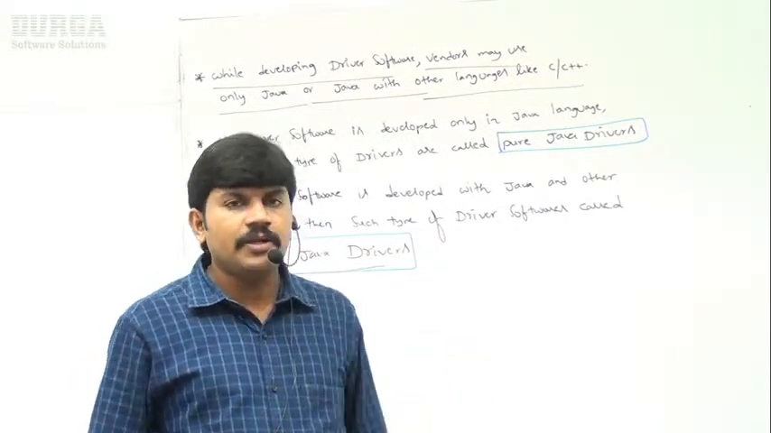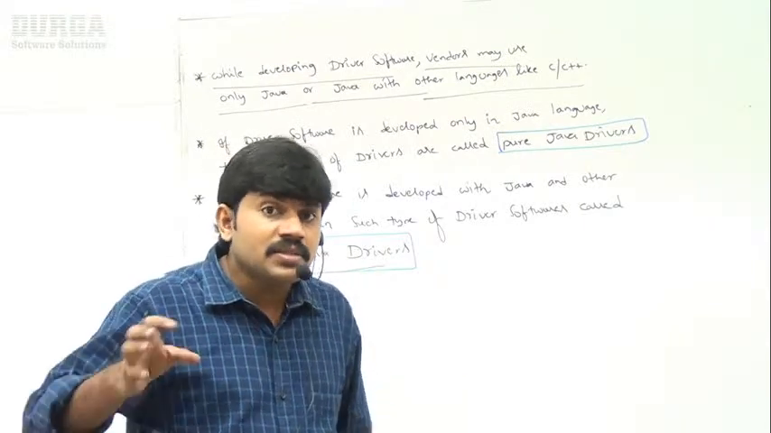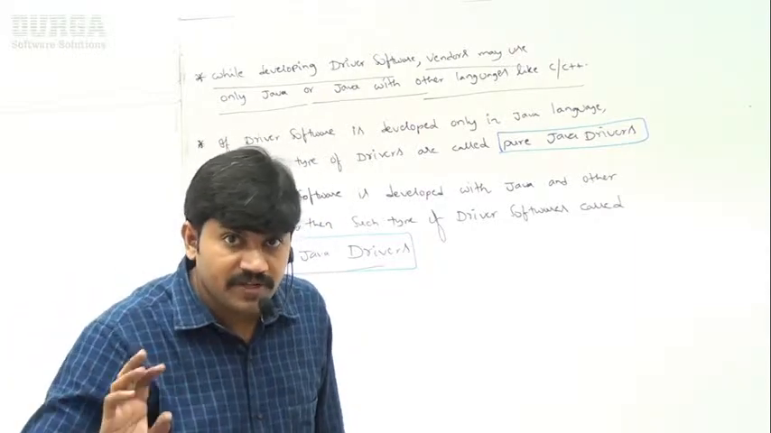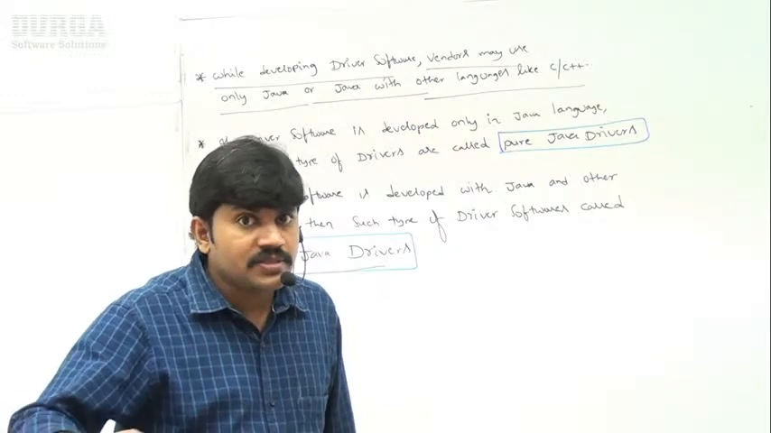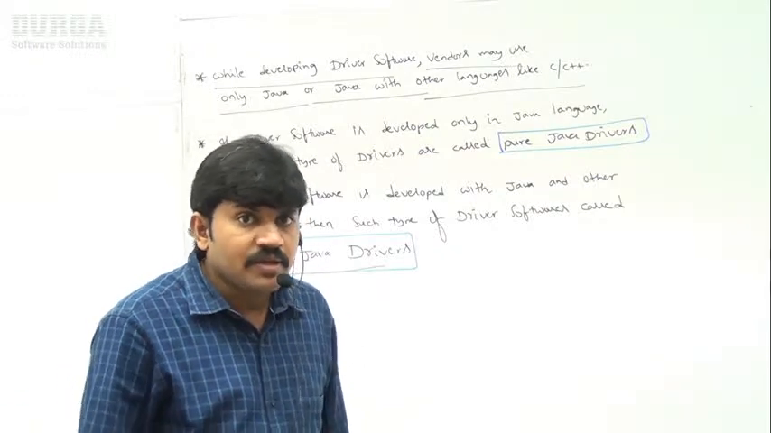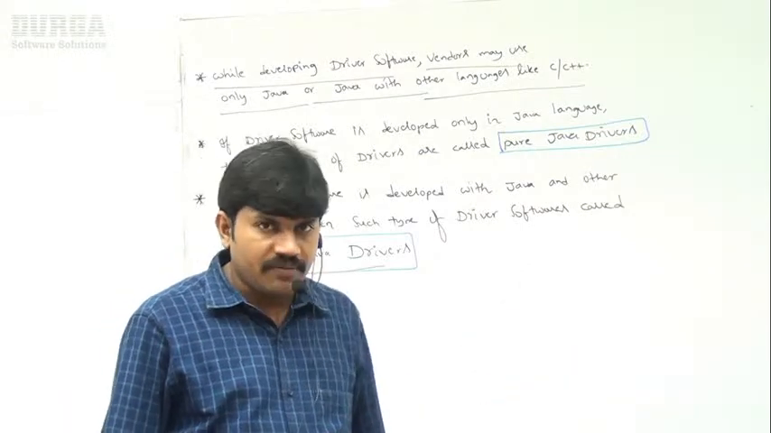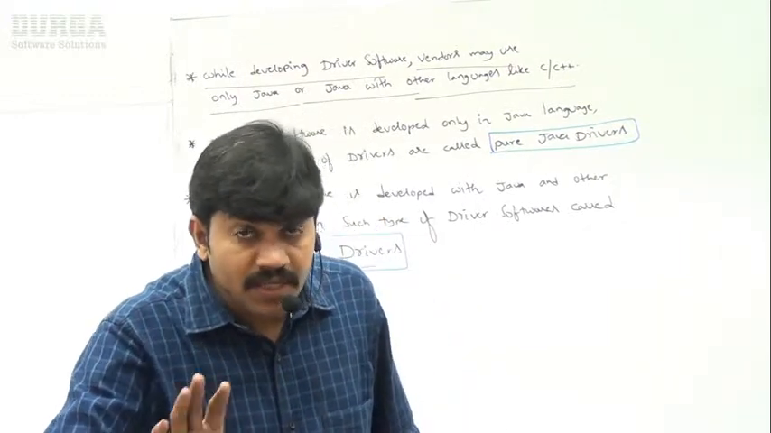What is JDBC API? In that, how many packages are available? Next, what is a driver software? Next, who is responsible to provide implementation for the driver software? What is the difference between driver interface, a driver class and a driver software? Next, what is a pure Java driver? What is a partial Java driver? Clear for all of you, right? This is what JDBC API. Okay.